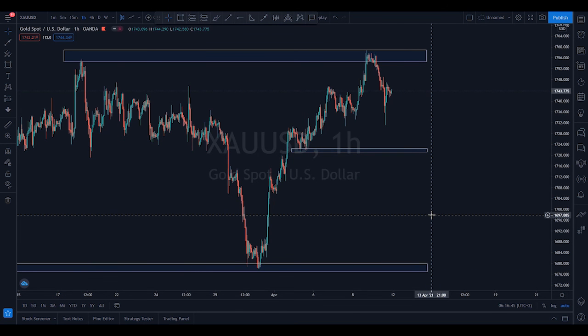So that's it for the support and resistance, and also for the minor support and resistance.